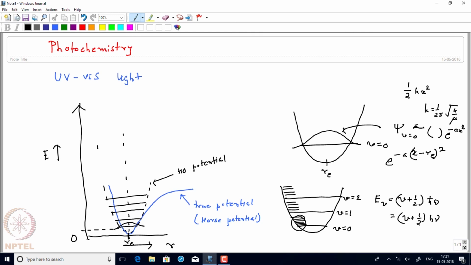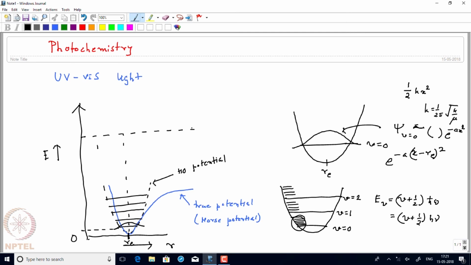Now for an excited electronic state, as you can think, where will the potential energy well be located? Suppose this is the excited electronic energy level. So this is the minimum energy for the excited electronic energy level. Now the question is how the potential well will be placed with respect to the ground state potential well.